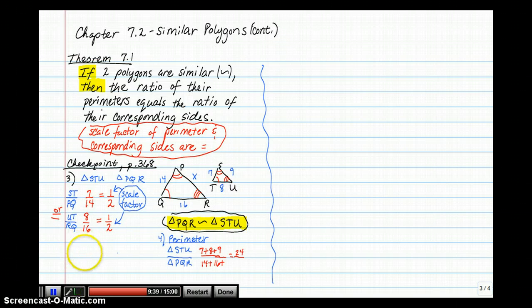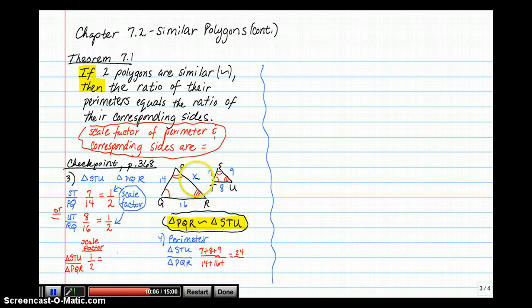So we are going to take our scale factor, which is 1 over 2. The scale factor of triangle STU to triangle PQR, which we already know are similar, is 1 to 2. We already figured that out here. We want to know what the side PR is.